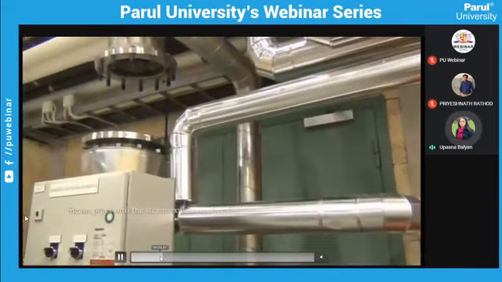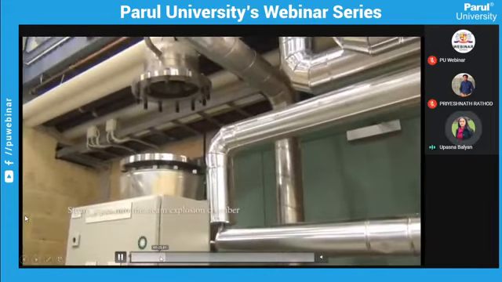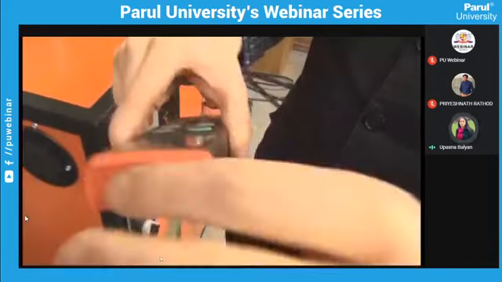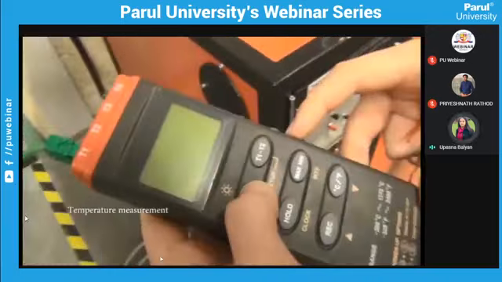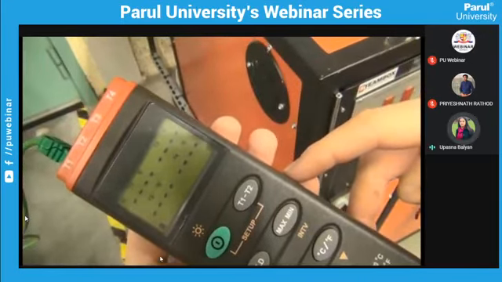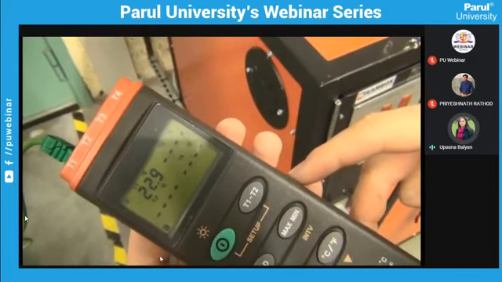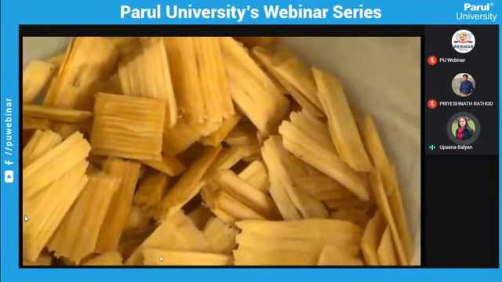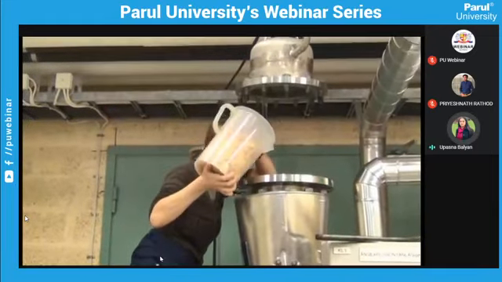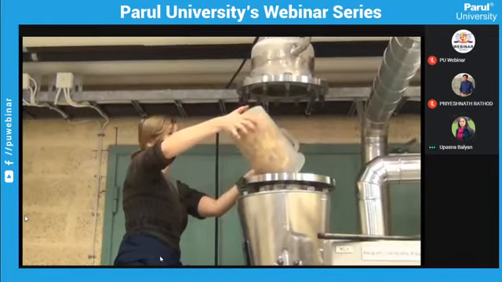This is a steam pipe. This is the open steam explosion chamber, and this is the unit which we used to measure the temperature inside the chamber. So we are putting the wood chips, just checking that these are wood chips of the same size. We place these wood chips inside the chamber and then close the chamber.